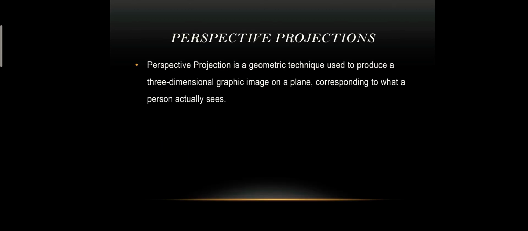Perspective projections are those projections which we see in three dimensions, but after seeing the object we draw that three-dimensional picture in a two-dimensional plane. This is called perspective projection.